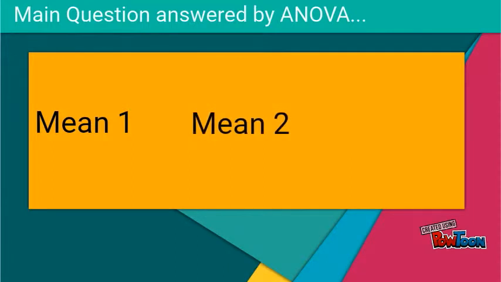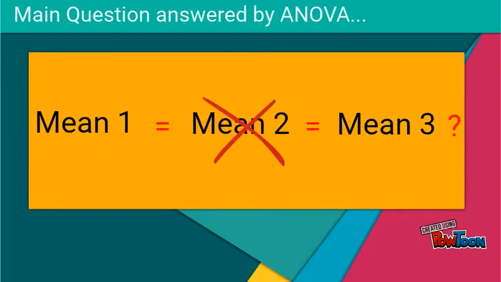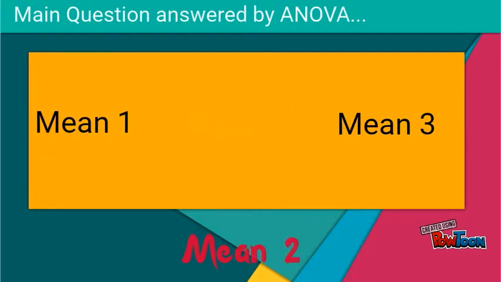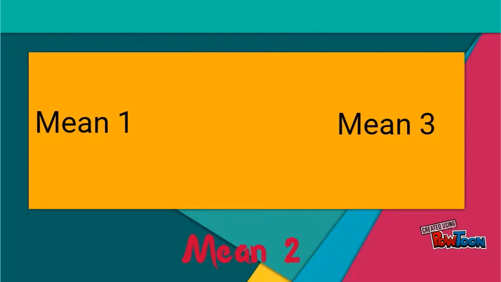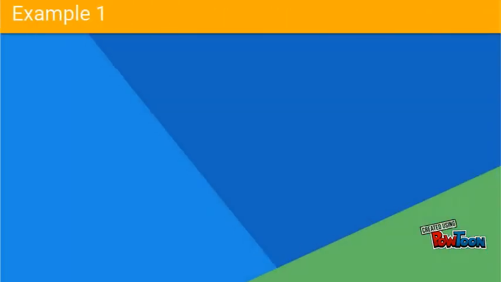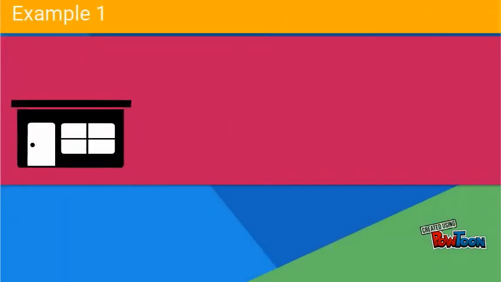ANOVA is used to tell if the population means or averages of 3 or more groups could be equal, or if there is statistical evidence that at least one is different. Here are some examples of questions that ANOVA can be used to address.